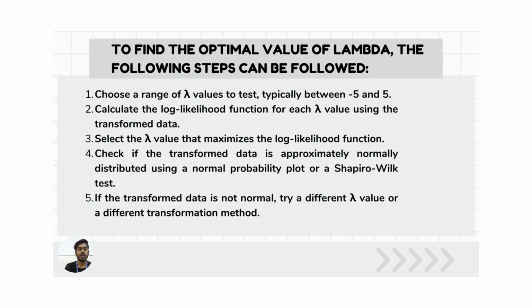Now we will see how to find the optimal value of lambda. The optimal value of lambda is the one that maximizes the likelihood function, and it lies between -5 and 5. Try different values of lambda until the transformed data is normal.